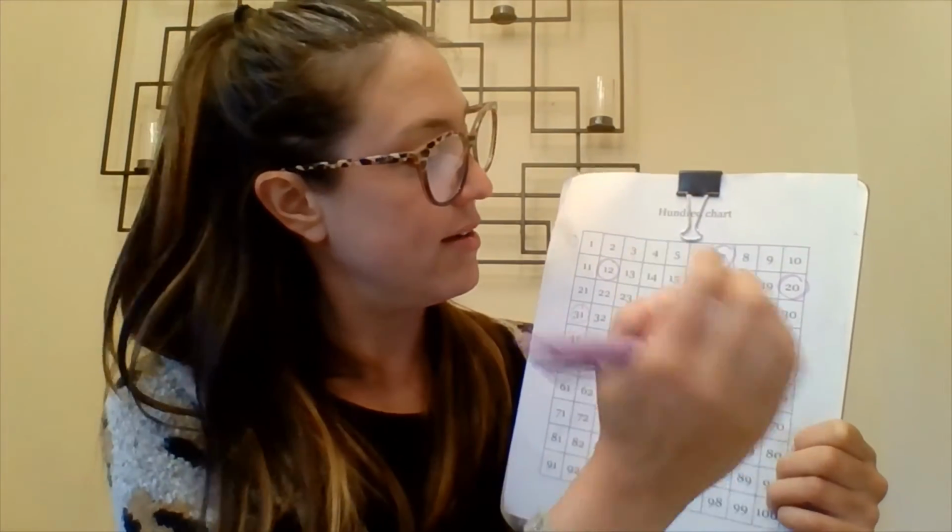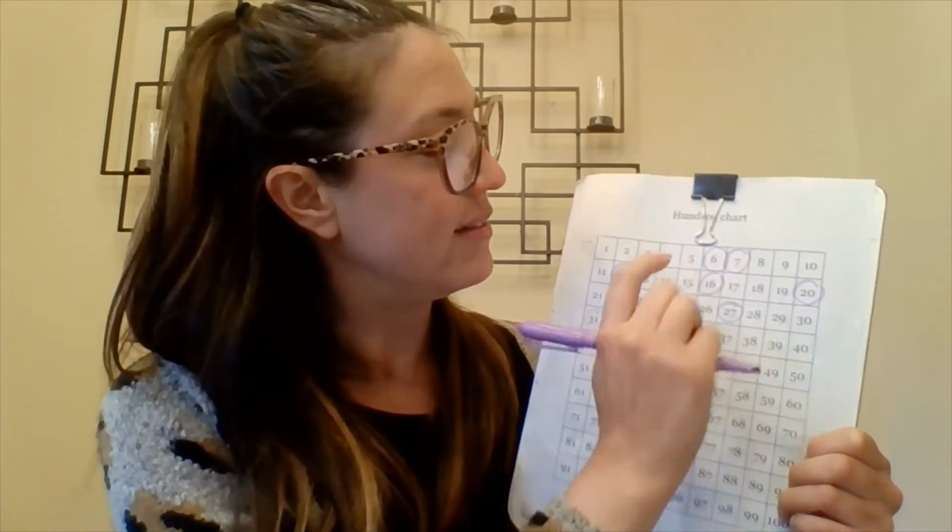From 7, they decided to subtract 1. They're on 6. From 6, they've decided to subtract 1 again. They're on 5. And they decided to subtract 5. And now they're on 0. Do you understand how to play this game?